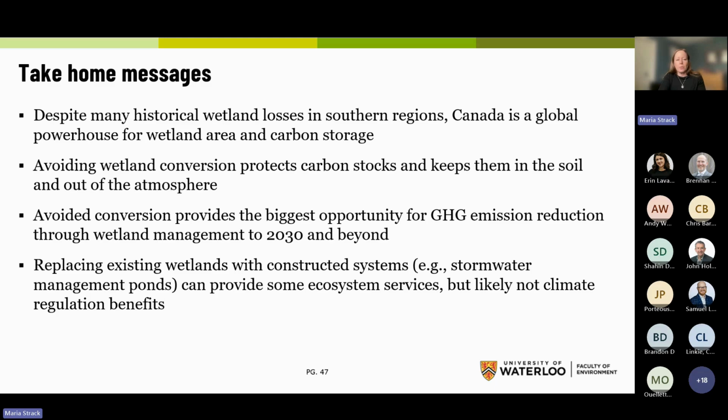And when we think about urban and suburban development, replacing existing wetlands with constructed systems does provide key ecosystem services like flood mitigation, but likely not climate regulation benefits. And with that, I will pass it on.